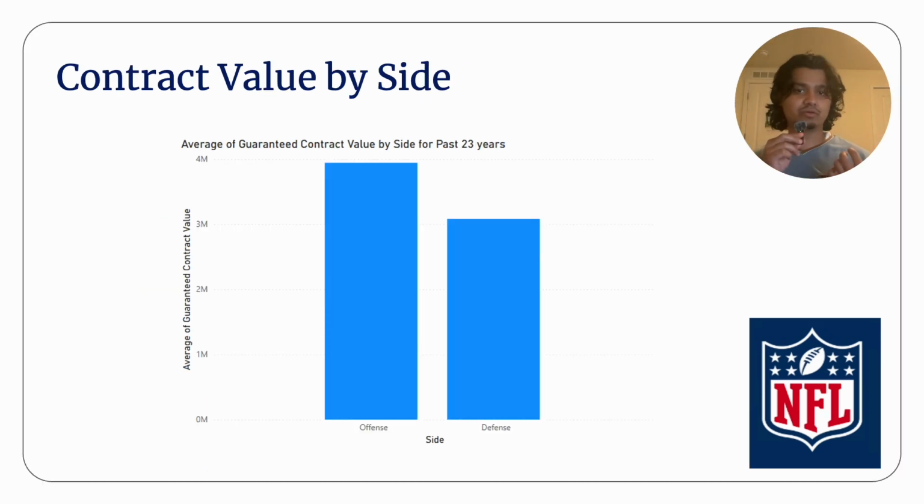Okay, this is also a really cool statistic that I found based on our data. When we break down guaranteed contract value by side of the ball, there's a clear difference. Offensive players are pulling in higher average guaranteed money compared to defensive players. On average, offensive contracts are closer to $4 million, while defensive contracts sit a little over $3 million. This isn't too surprising when you think about it. The highest paid players, like quarterbacks, offensive tackles, and wide receivers, are all on the offensive side. It really highlights how much teams are willing to invest in scoring points and protecting the quarterback.